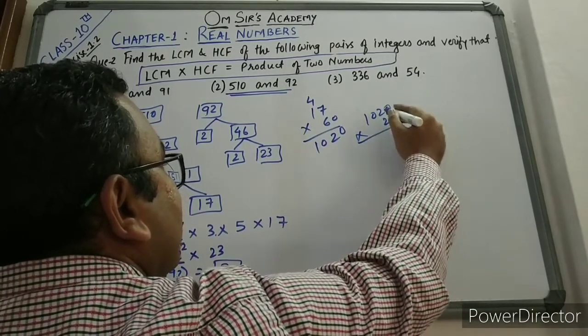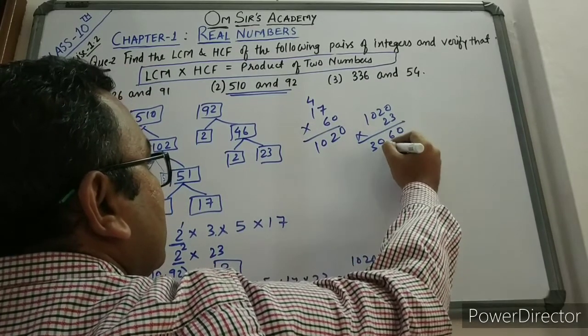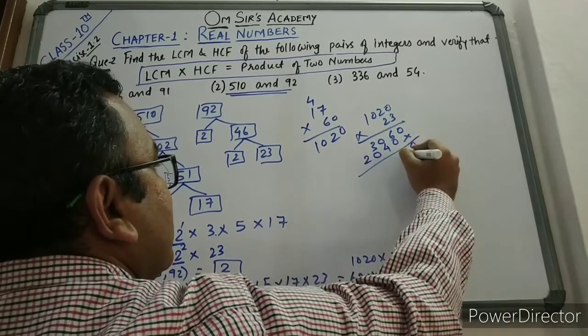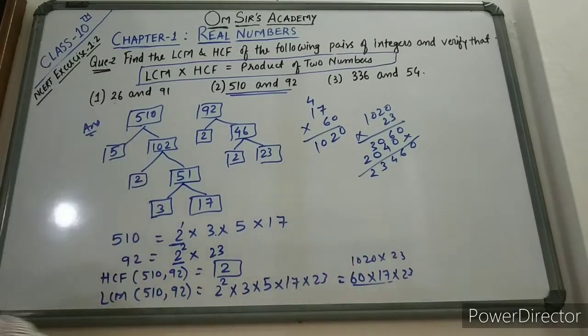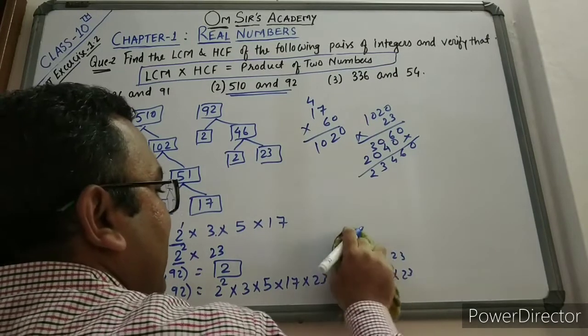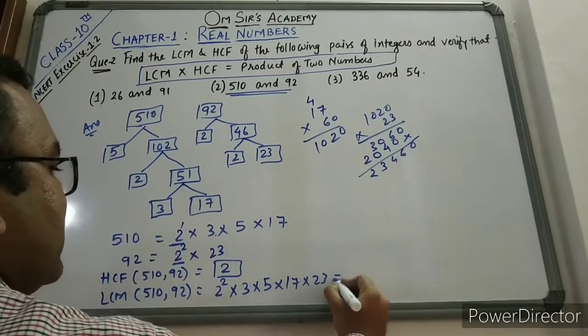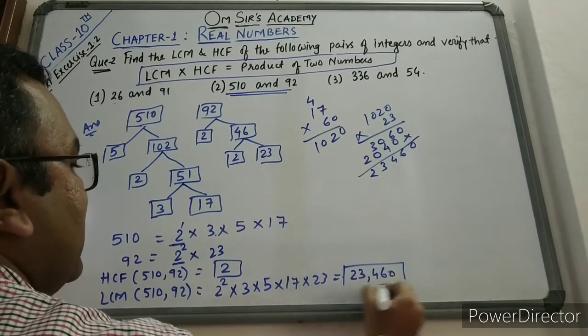3 zeros are 0, 3 2s are 6, 3 zeros are 0, 0, 2 2s are 4, 0, 2. So 0, 6, 4, 3, 2. So what will the answer be? 23460. That is 23,460. If I multiply all the digits, 23,460 will be my LCM.